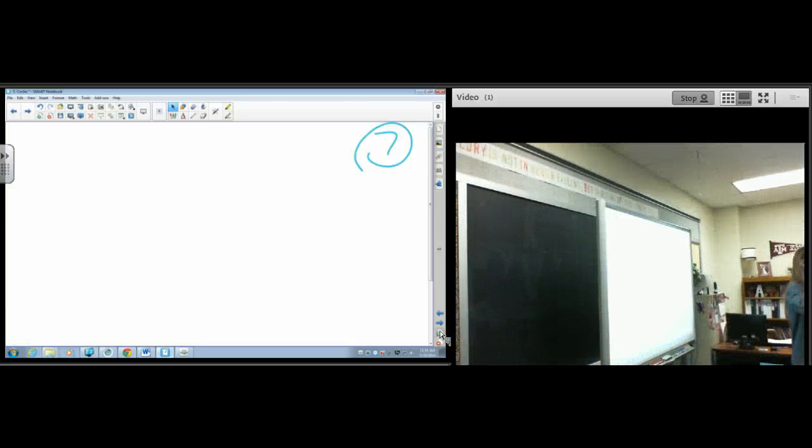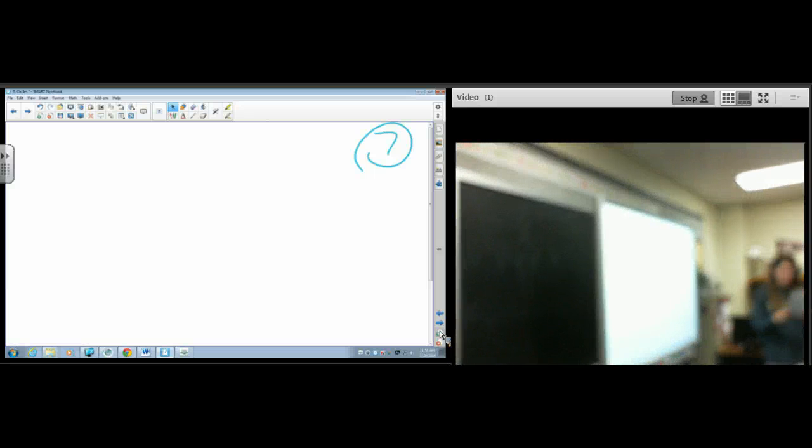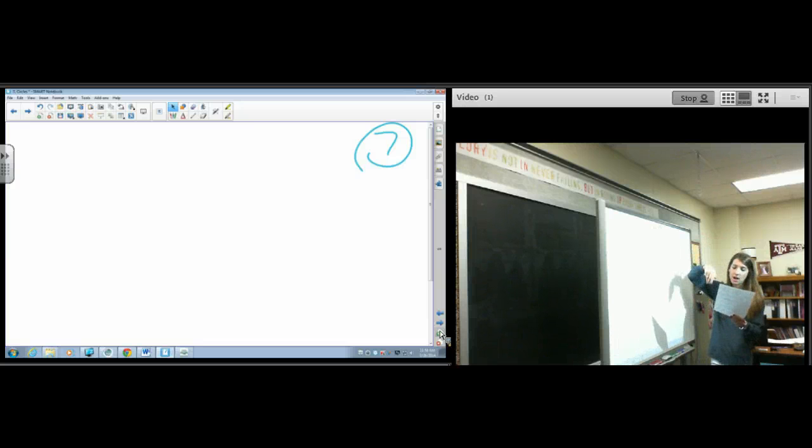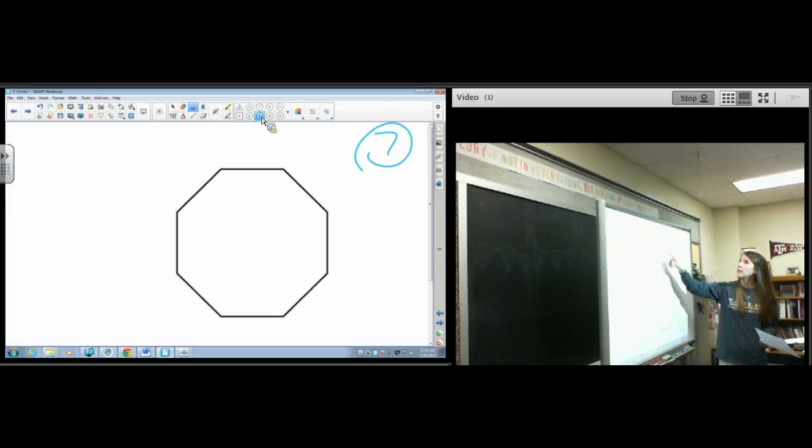Ooh, no, inscribed is inside, so circumscribed is outside. Now, I apologize, I'm going to cheat. We've got an octagon outside a circle. So I'm going to draw the octagon using my fancy math software, and then I'm going to draw the circle.